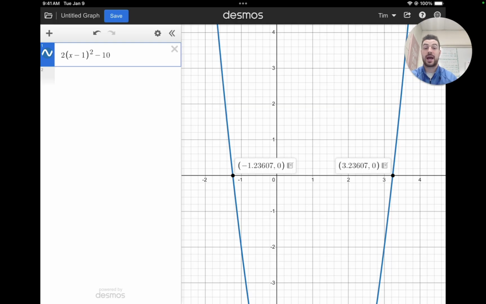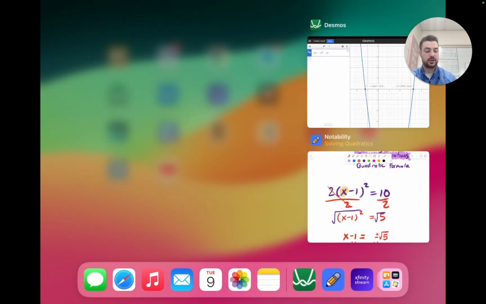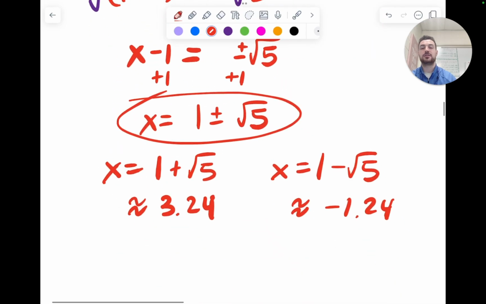So if we were to write x equals negative 1.23607, that would be incorrect. The exact answer we are looking for is x equals 1 plus or minus the square root of 5. So this is how we solve using inverse operations.